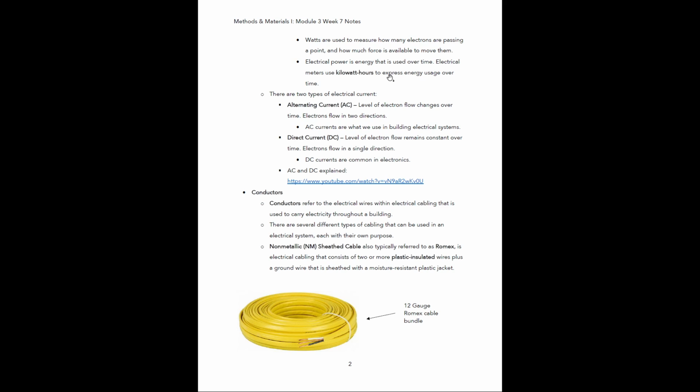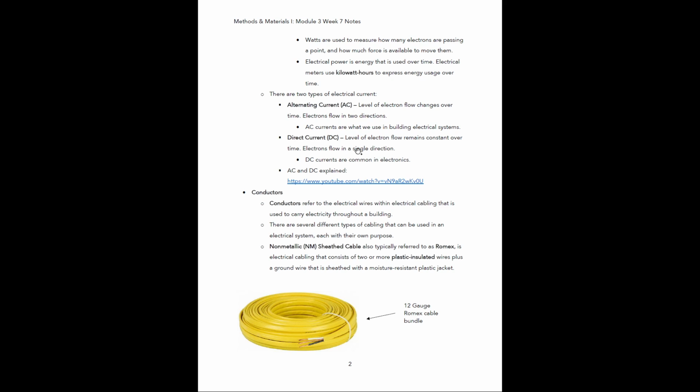Okay. All right, now in terms of electrical current, we have two different types. We have alternating current, AC, and we have direct current, DC. So an alternating current is a current that has the level of electron flow changing over time. So the electrons here in this type of current are going to be flowing in two directions. AC currents are the type of currents that we use in building electrical systems. So all of the wiring in our house, those are going to be implementing AC currents into them.